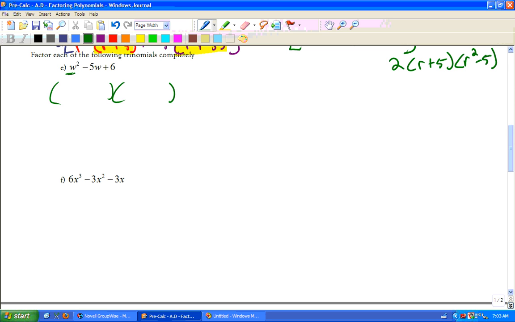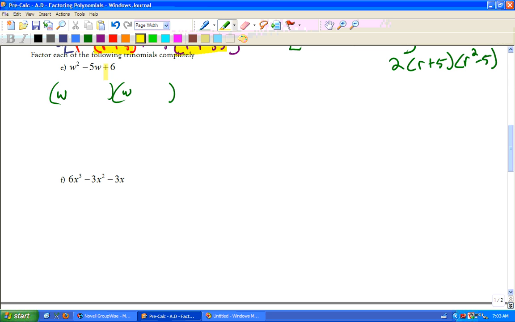We're going to look at our first term. If the coefficient of our a value, our coefficient in front of our highest term, is 1, it's pretty easy. We're going to start by putting a w here and a w here. The reason why is those are the two things that are going to multiply together to give us w squared.